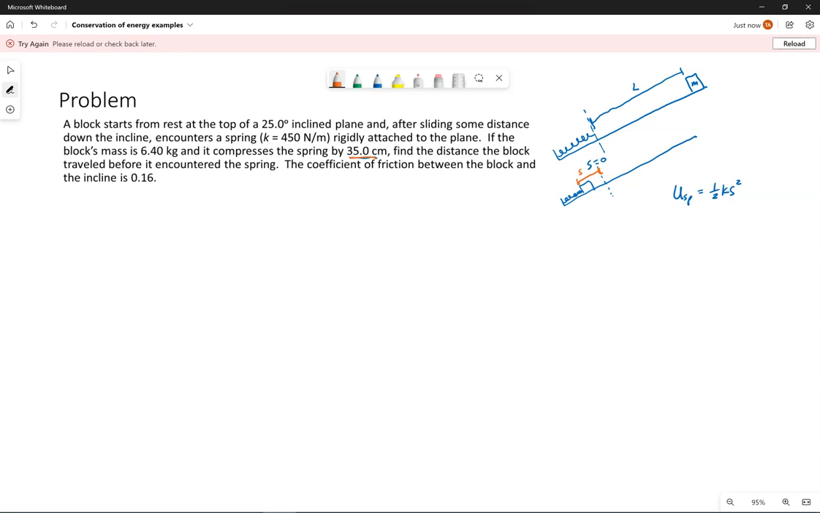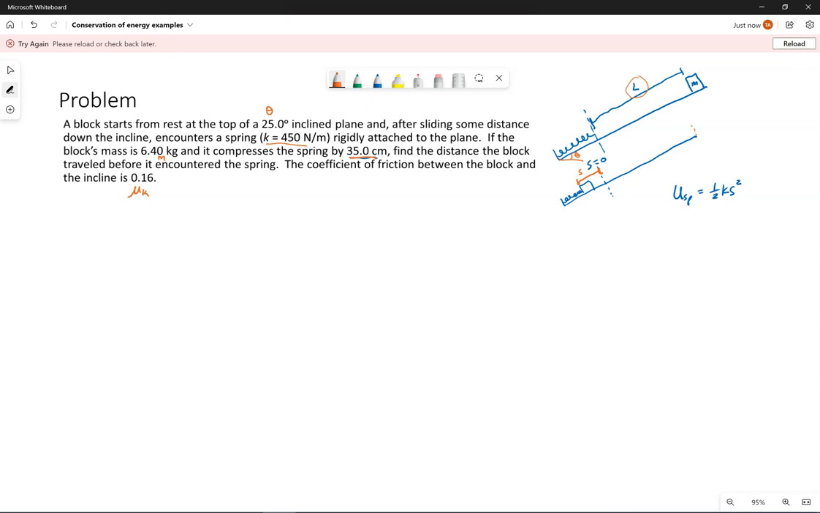There is friction. They give us the coefficient of friction. They give us the mass, the angle of incline, so theta, the spring constant, and they're asking us, find the distance the block traveled before encountering the spring. So they're asking for this L.